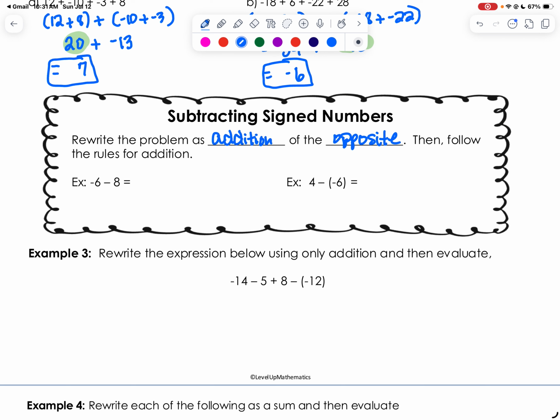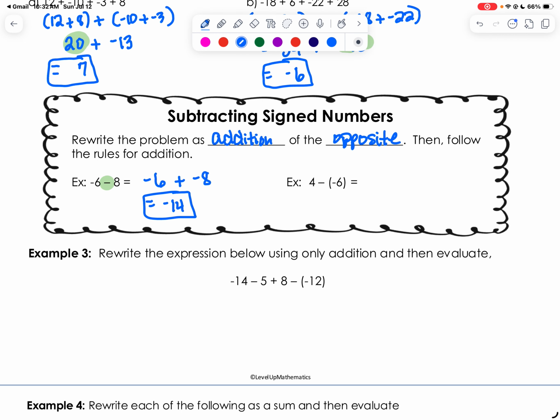If you have -6 minus 8, what we're going to do is we're going to rewrite that minus sign as addition of the opposite. So keep the first number the same, -6, change the minus to a plus, and change the sign on the +8. So the opposite of +8 is -8. So -6 minus 8 can be rewritten as -6 plus -8. Then you follow the addition rules, which says if the signs are the same, you add them up and keep the original sign.